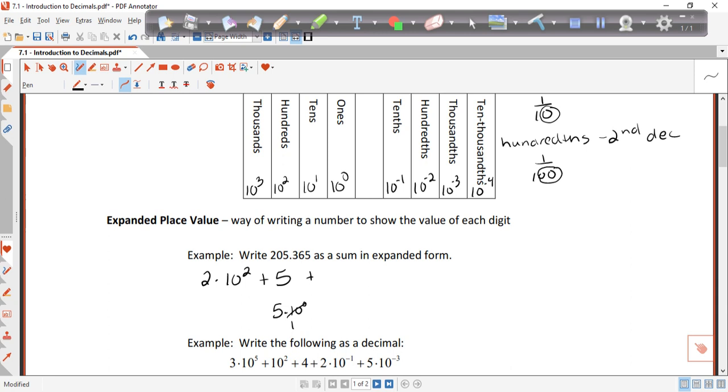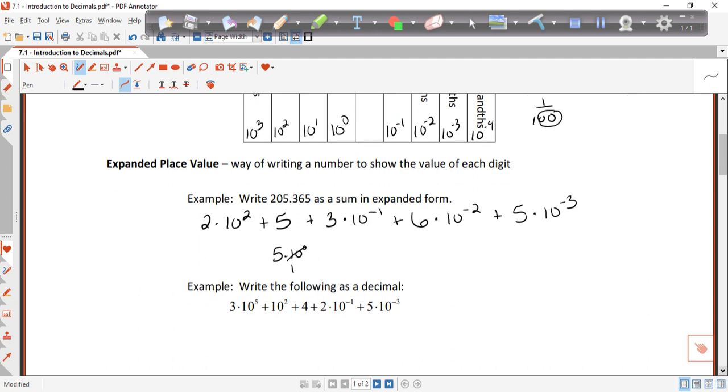Okay, then we start going to the numbers in the decimal side. So 3 is in the first decimal place, so it's going to be 10 to the negative 1. 6 is in the second decimal place, 10 to the negative 2. And 5 is in the third decimal place, so times 10 to the negative 3.